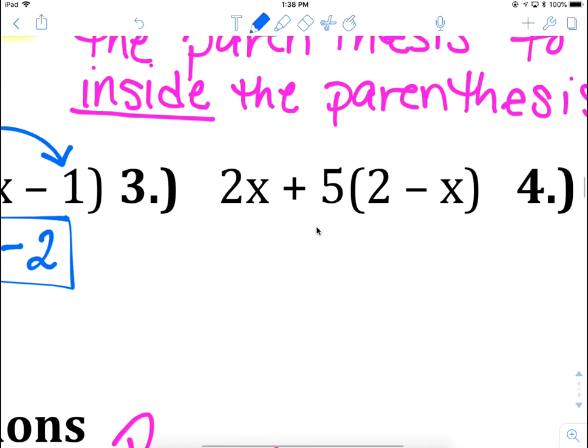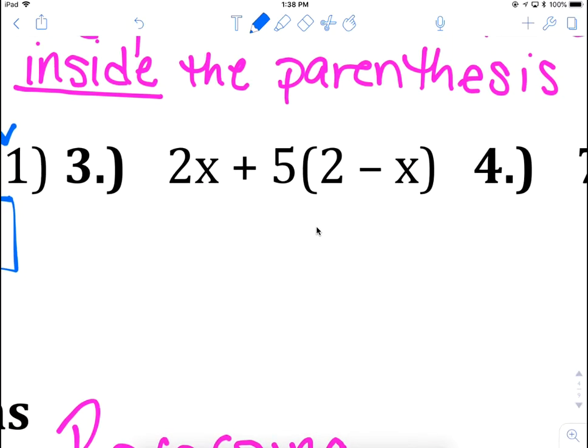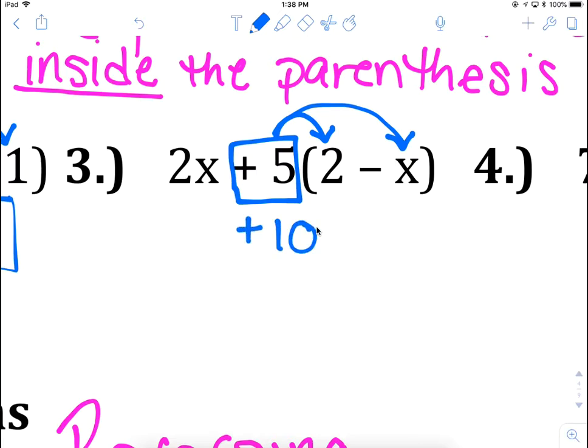Problem number 3, we add a little bit of an extra step here, okay? Now the rule was you only distribute the one value that's next to the parentheses, okay? So that's this guy right here. Positive 5 is my only number that's next to the parentheses. So I'm going to do that first. I'm going to distribute 5 times 2 is 10, and that's a positive 10. 5 times a negative x, positive times a negative makes a negative, so negative 5x. That 2x, he's not doing anything. This 2x is just going to drop down.